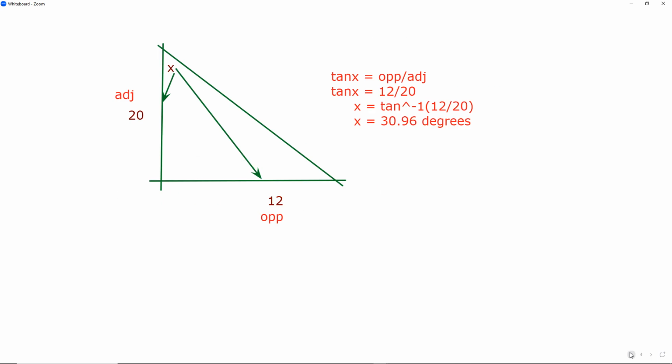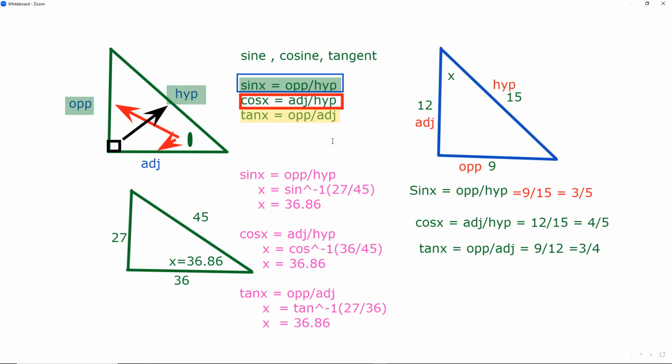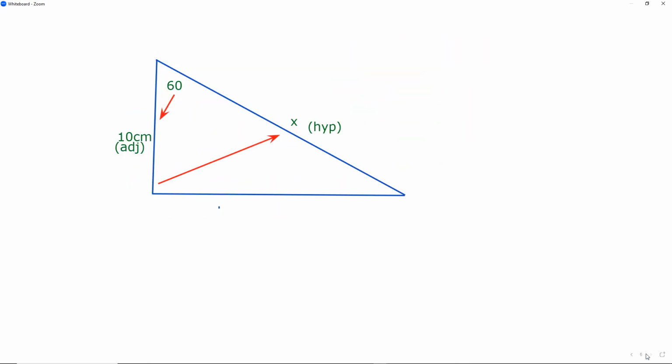Which one should I use, sine, cos, or tan? Adjacent over hypotenuse is going to be cos. So I go back again, and let's write down cos of the angle. It's not unknown now, we know it. It's equal to adjacent over hypotenuse. So cos of 60 will equal 10 over x.